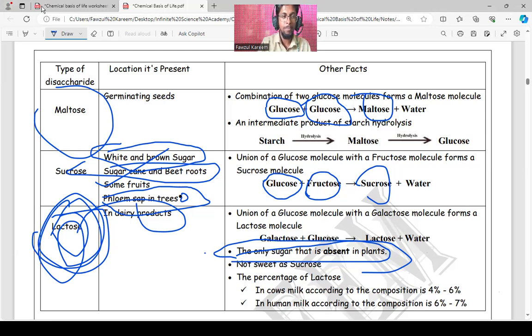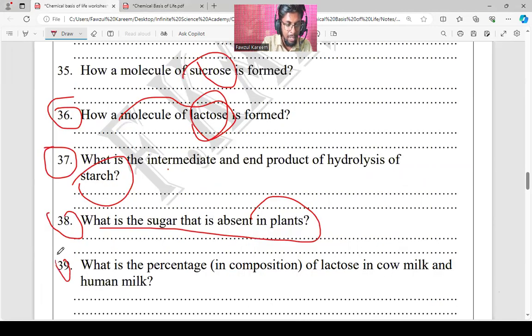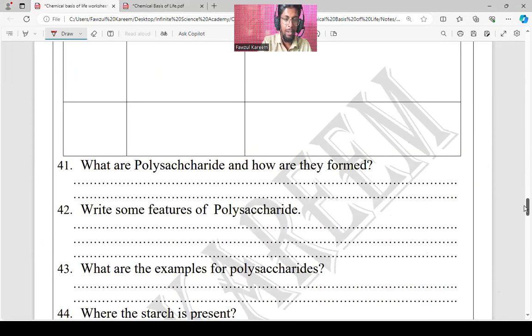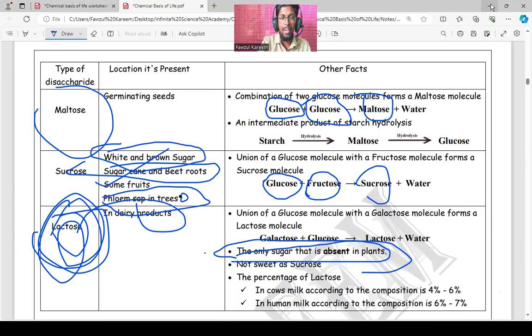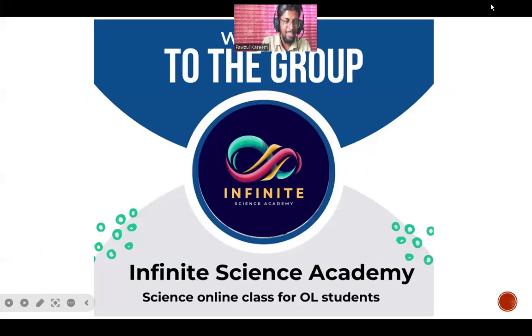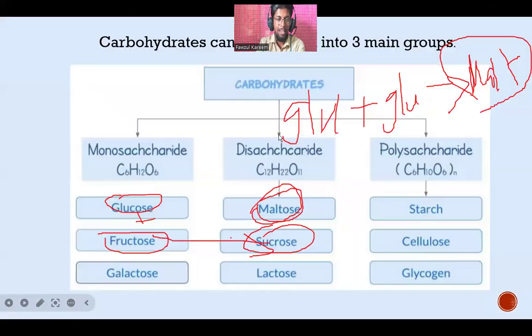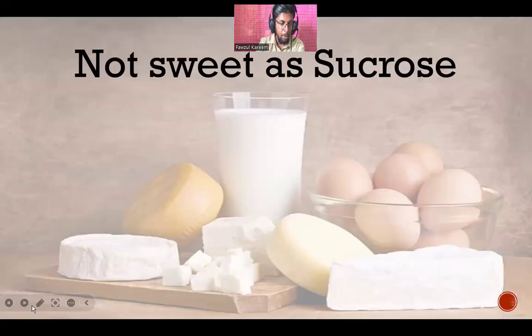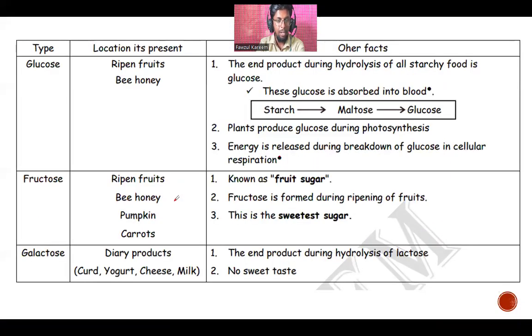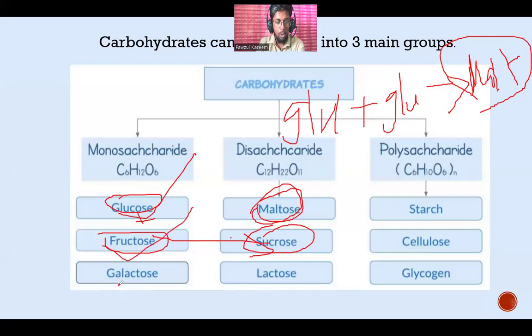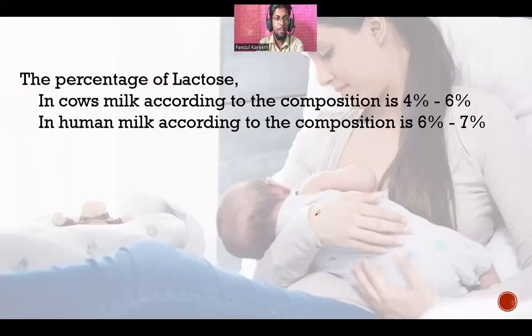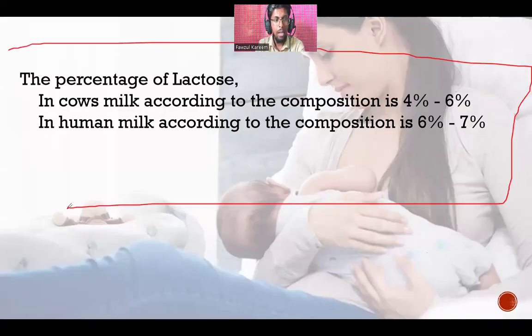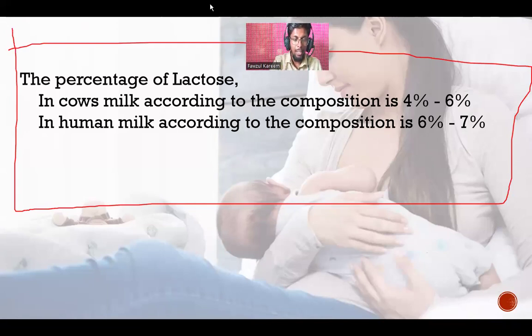Okay. Then question number 39. I didn't explain yet, right? So now only we are going to start our theory class. Last class, we explained up to lactose, I think you may remember. We discussed about glucose, fructose, galactose, maltose, sucrose, and lactose. But we missed one point. What's that? This one. I didn't explain this point. So now we'll start the class.